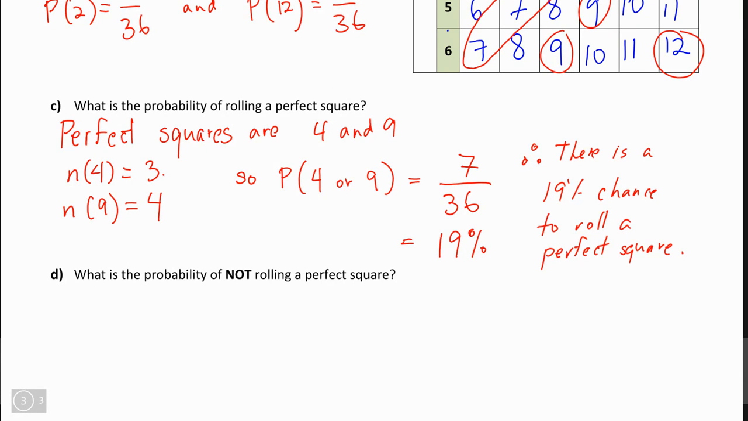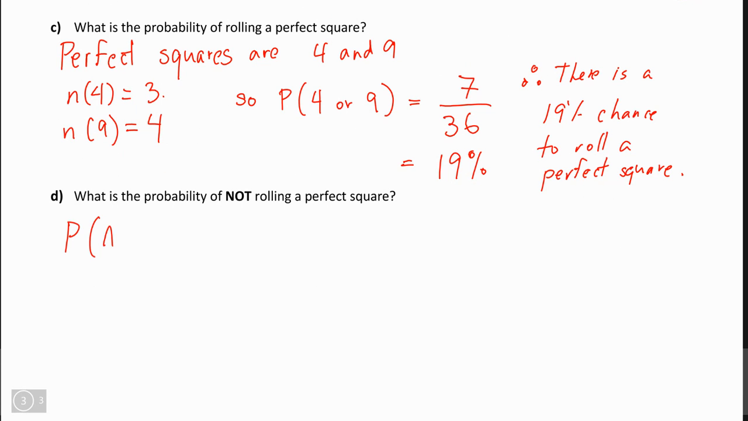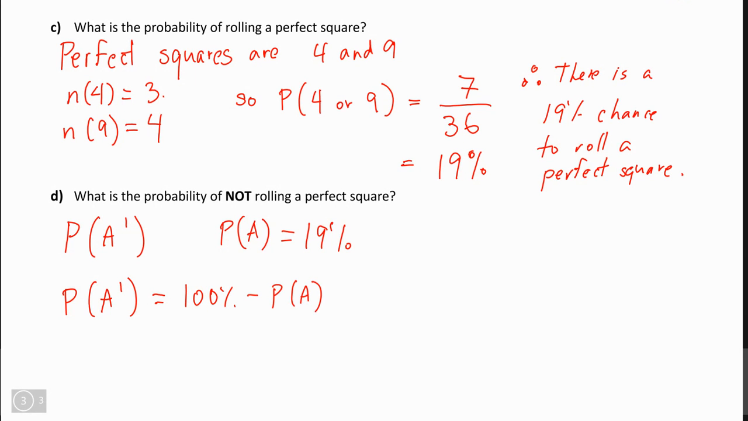Okay. Part D, what is the probability of not rolling a perfect square? So what I want is the complement. So P of A prime. Okay, we already know that P of A, the probability of my event of rolling 4 or 9, is equal to 19%. So P of A prime, if you follow the formula for the complement, is 100% minus the probability of A. So 100 minus 19, which is 81%.